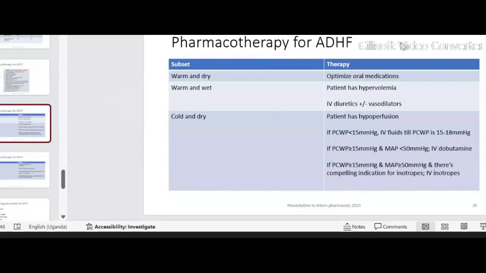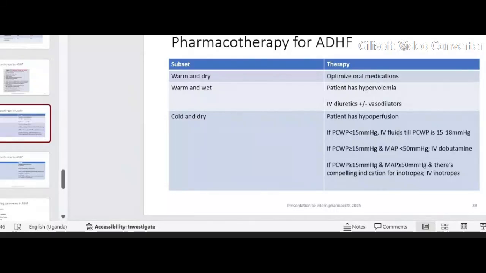Okay? In conclusion, you're going to see when the patient is warm and dry, warm means they're perfusing well. Dry means they're not congested. So you optimize oral therapy. GDMT, guideline directed. This is the time to discharge this patient.